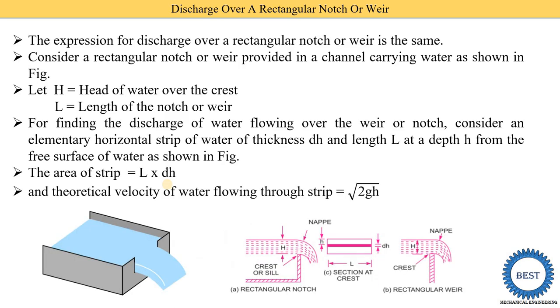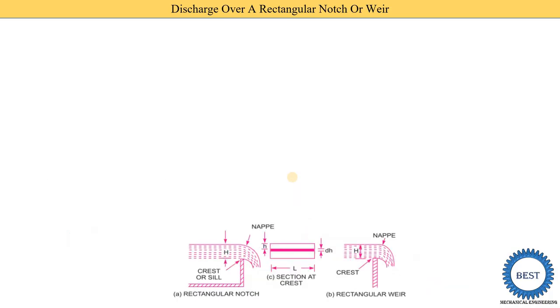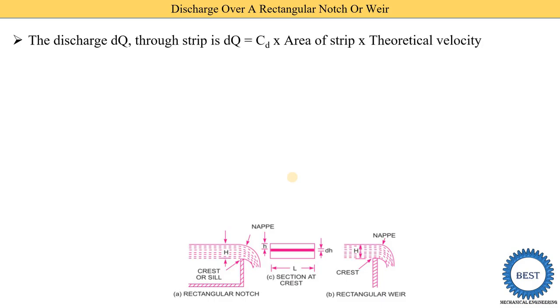Now if we know the area and the velocity, we are able to find the Q or discharge. The equation of the discharge is area into velocity. Here we know the area of the strip, and here we know the velocity, which is the theoretical velocity. Now we derive the equation of discharge. First we find dQ, which is the discharge for only a strip.